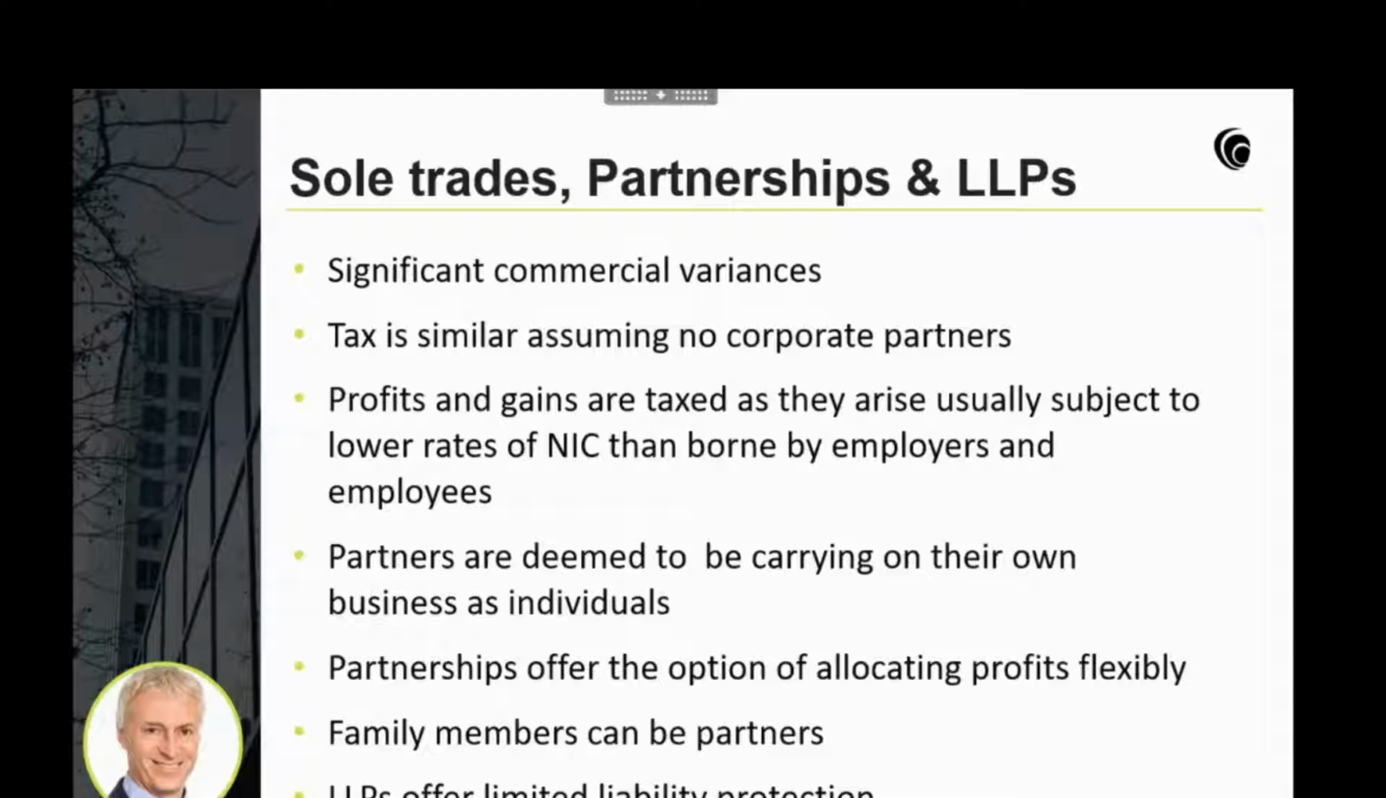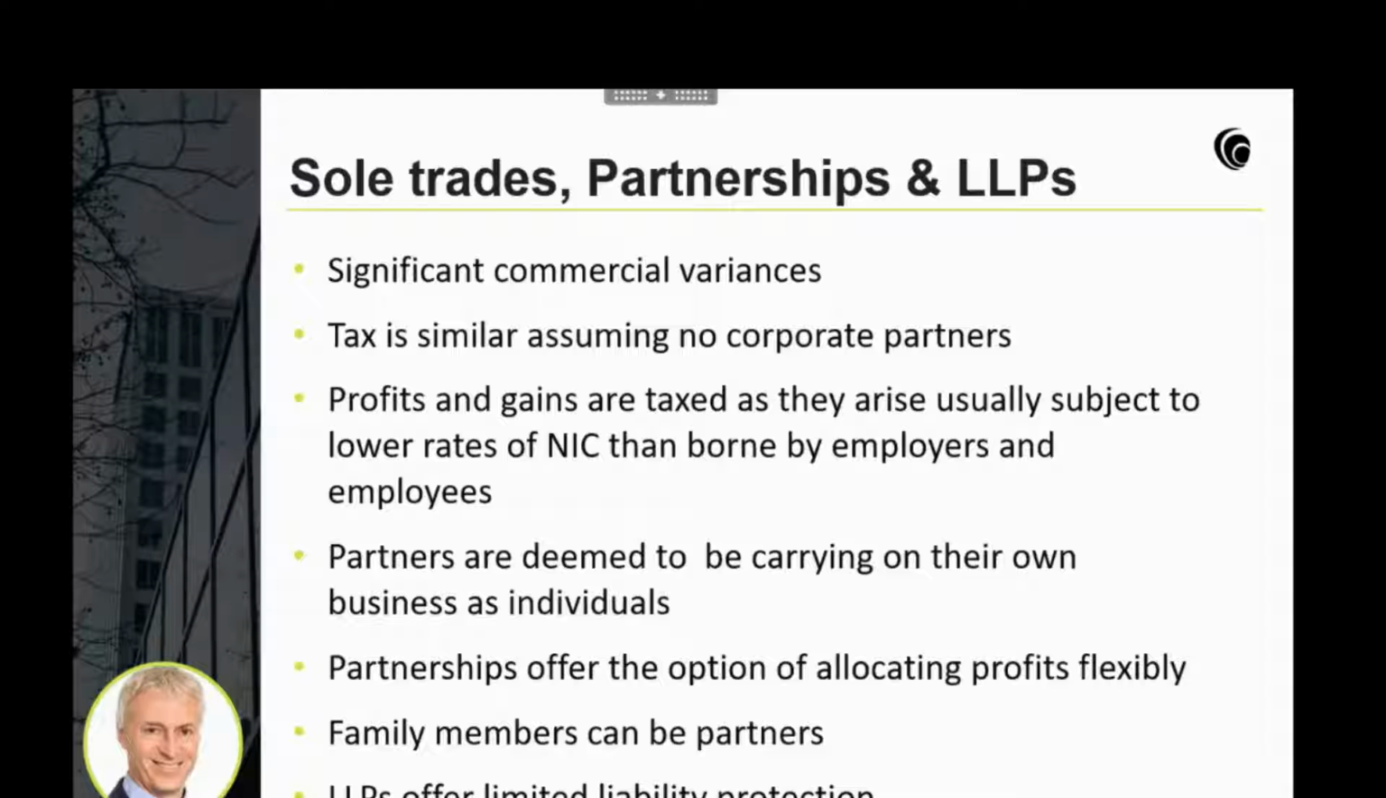As a sole trader or partnership or an LLP, all that million is going to be taxed in the year you get it. If you're a limited company, you could potentially spread the extraction of money from the company over several years and keep your tax at a more reasonable level. But James will talk a bit more about that later on.